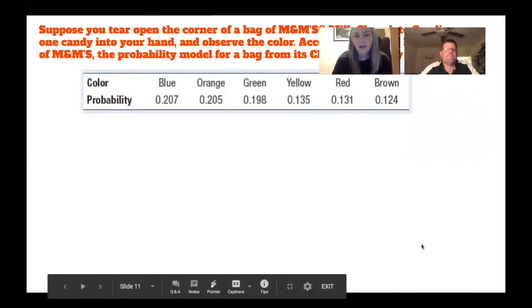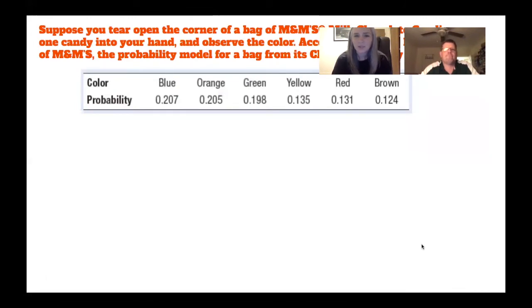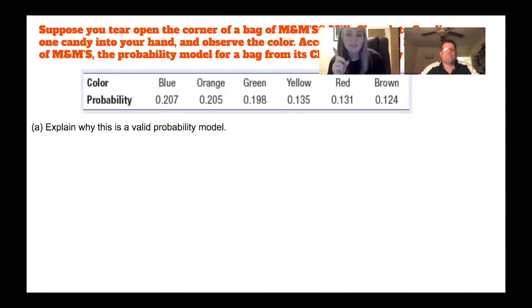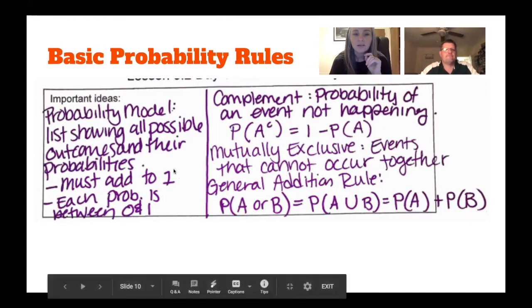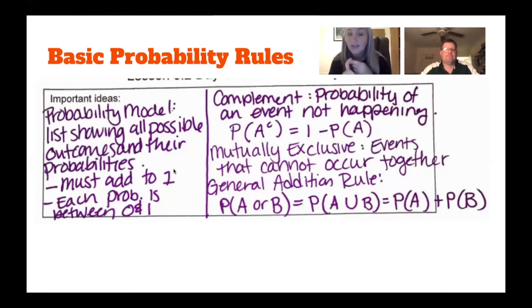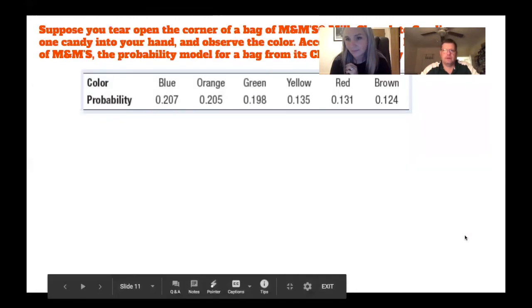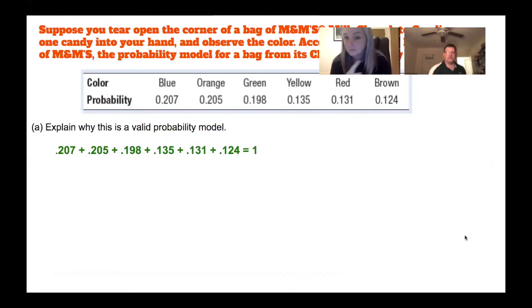So really quick, I think this is potentially the last question. Explain why this is a valid probability model. So remember what we talked about a second ago. If it's a valid probability model, then we would say, is every probability between 0 and 1? And do all the probabilities add to 1? So I would have to take all those numbers and add them all up and see that they added to 1. And Miss Young was nice enough to do that for you.